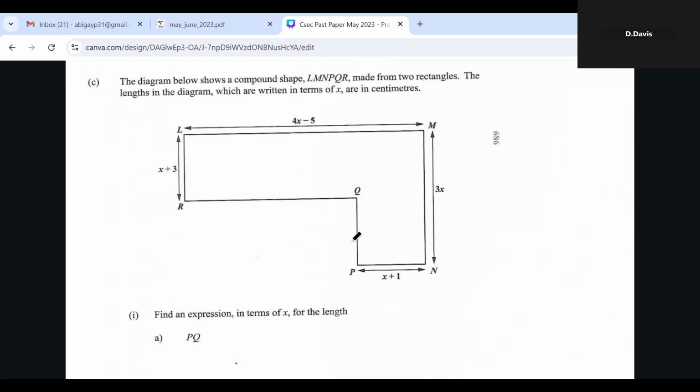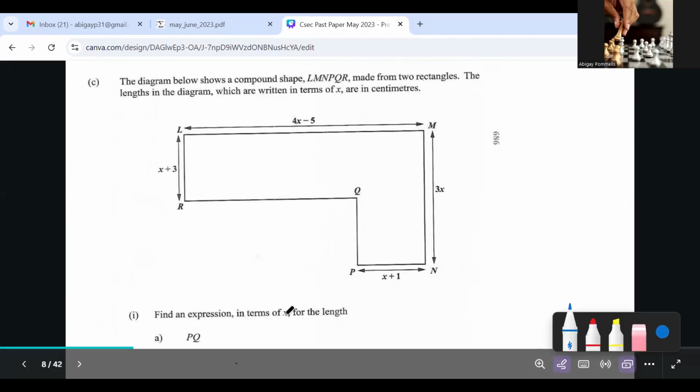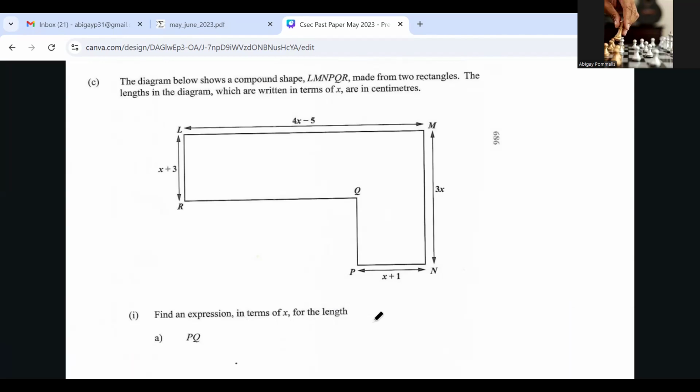I thought this question was going to be easy until I saw the equations on the side. Right. It's hard for real. When I was working it out, I had to do it like 2 times. The lengths in the diagram, which are written in terms of x, are in centimeters. And then when I worked it out, I found out that it was much easier than I expected. So let us go. So that's why they always say CSEC is not a walk over the park. You have to practice a lot and remember a lot of concepts.